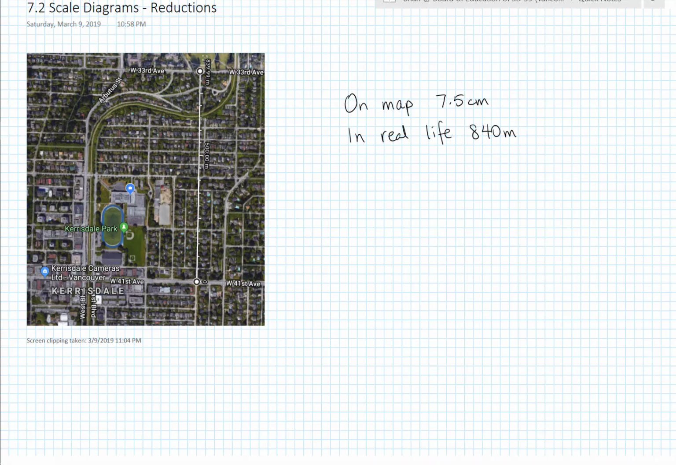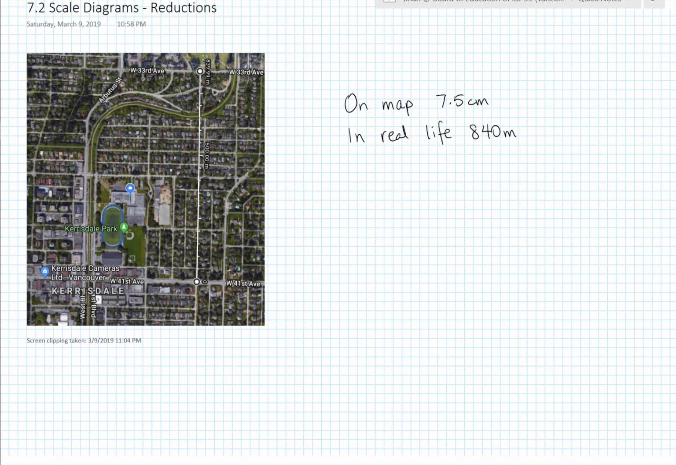So for this section, we're going to look at scale diagrams again, but this time we're going to look at reductions. So this is an example where the image is much smaller than real life. And one of the most common reductions is a map, because obviously the image is much, much smaller than what is being represented. So let's take a look at an example here.